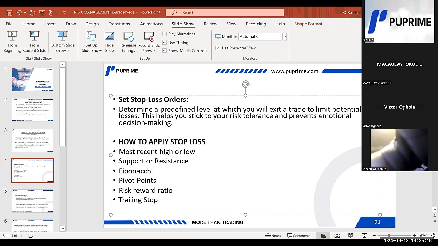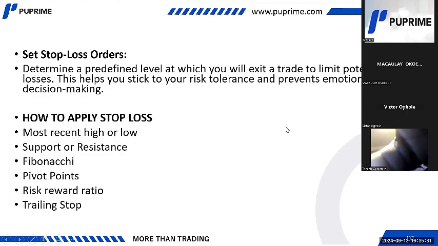Okay, so we'll continue. Other forms of risk management include your stop loss order. Now, stop loss is a must in trading if you must protect your account. You must determine a predefined level at which you will exit a trade to limit potential losses. This helps you stick to your risk tolerance and prevent emotional decision making.